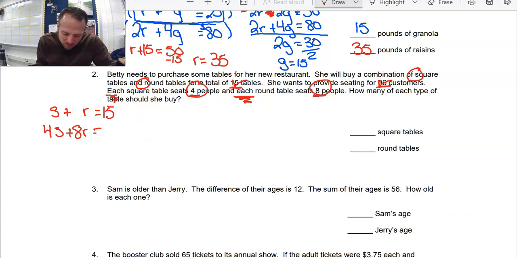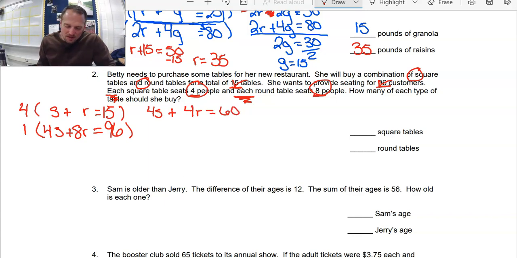Equals 96. Okay, we're ready to solve this. Now, the first thing I see is that none of the variables have the same coefficient. So we're going to have to multiply the top by the bottom and the bottom by the top. Let's see what this gives us. On the top, that's going to be a 4s plus a 4r equals 60. On the bottom, we've got a 4s plus 8r equals 96.